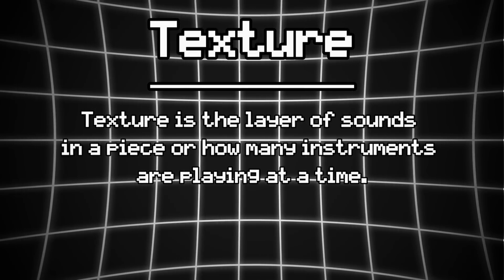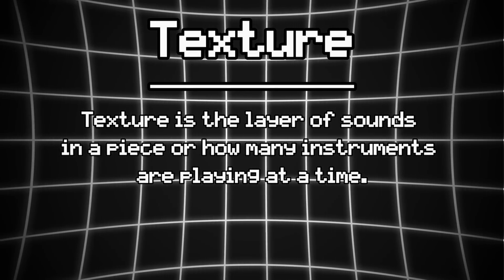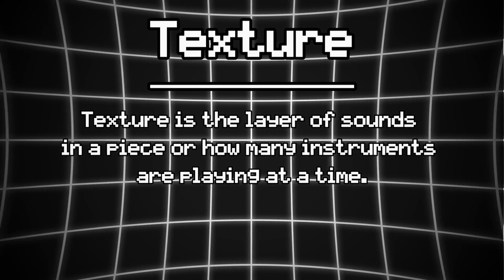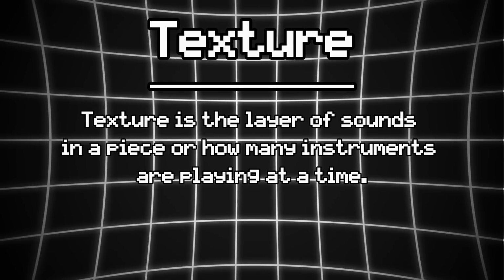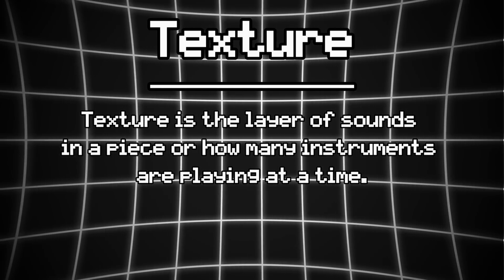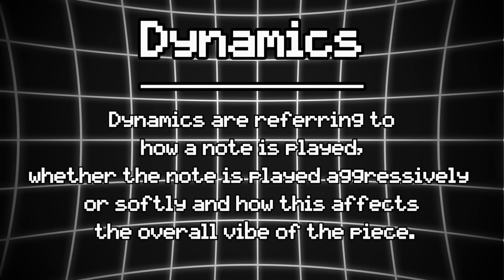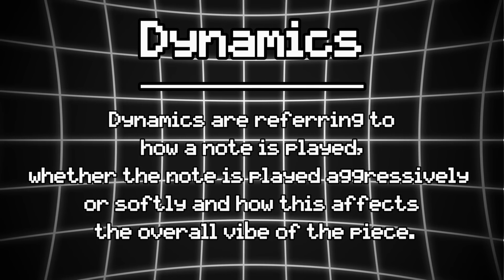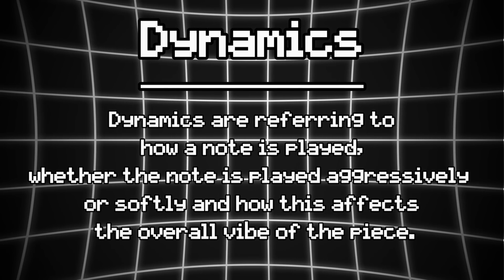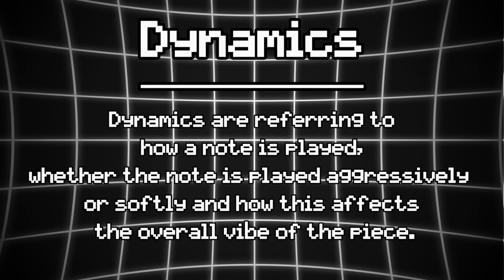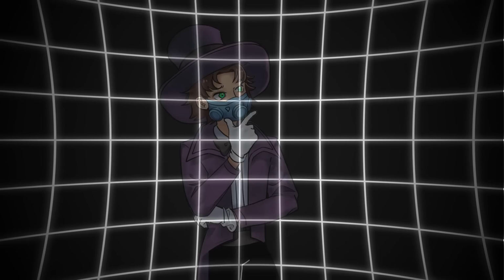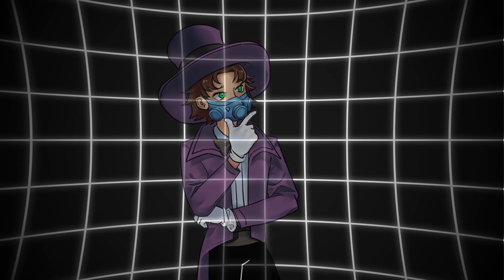Texture is the layer of sounds in a piece, or how many instruments are playing at a time. So as you add instruments, a piece may sound more full or intense compared to one with less instruments. But this is literally just how many instruments are playing. Dynamics is referring to how a note is played, whether a note is played aggressively or softly, and how this affects the overall vibe of a piece. For example, listen to the drums on these 3 pieces.